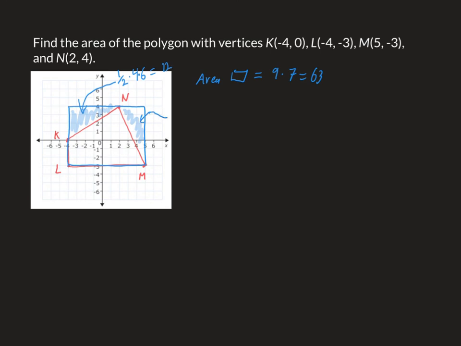This one here will be 1/2, see, so that base will be a 3, then times 7. So that will equal 10.5. So the area of our polygon will equal our 63 minus the 12 minus the 10.5. So we get 40.5 square units.